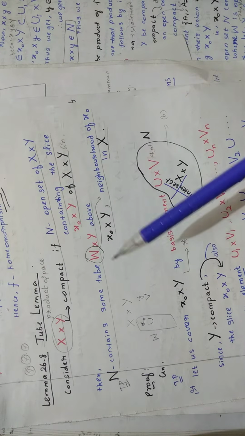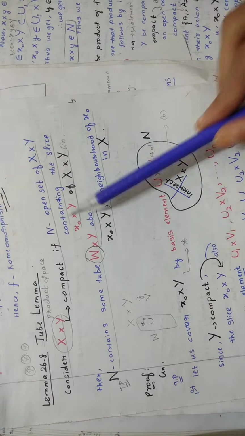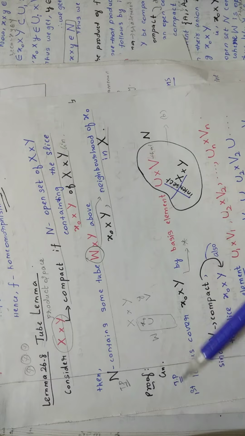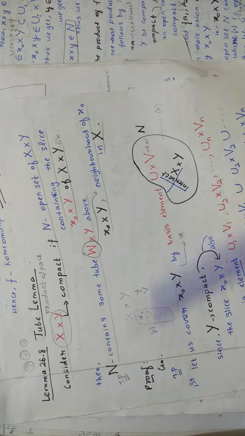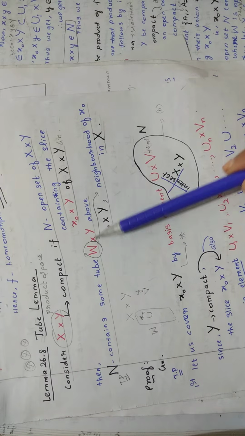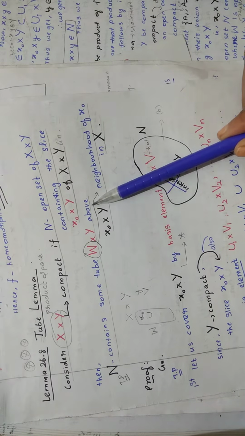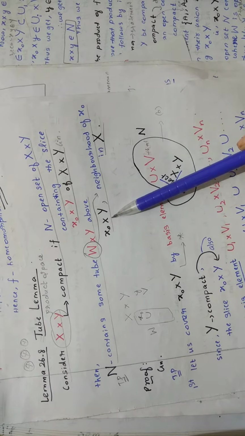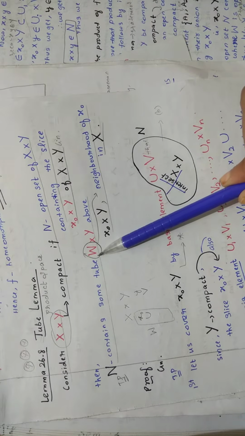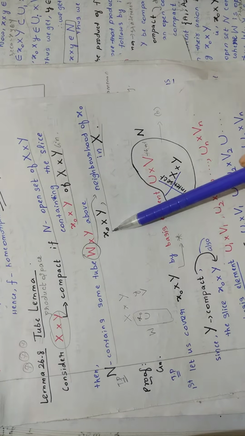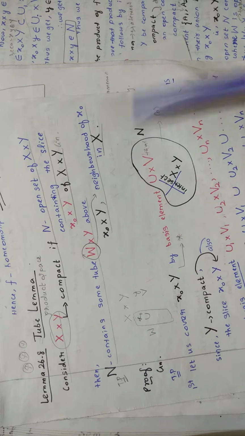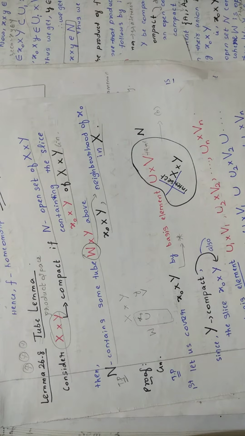Okay, first line of the proof. In the given you have to write all these things. Now you are going to write the to prove. To prove means you have to write this sentence: N contains some tube W cross Y above the slice x naught cross Y, where W is a neighborhood of x naught, x naught belongs to capital X. That is what you are writing.